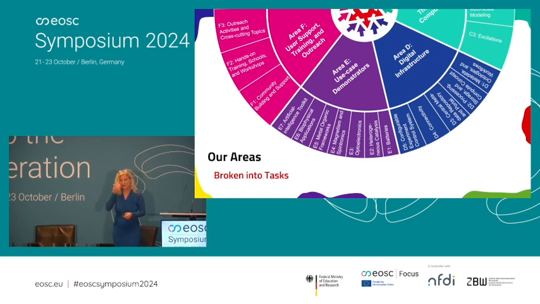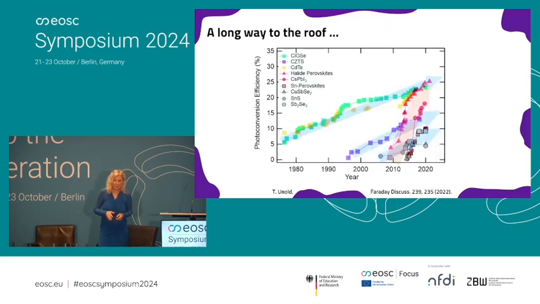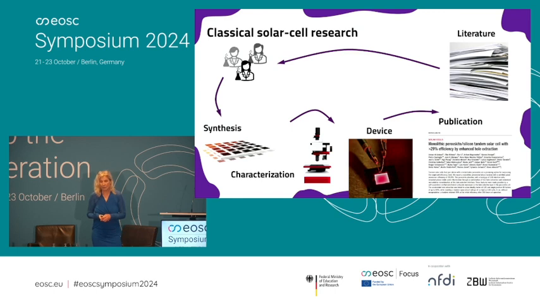So this is area E, and I would like to take one example out of this in order to demonstrate how we work. This is about solar cells, and what this graphic shows you, again, is how long it takes, so to say, to make a material really useful for production. You see, this takes ages in order to speed up the efficiency of solar cells. There's one material class, the halide perovskites, that have a steeper slope, actually, and they're in China already in production.